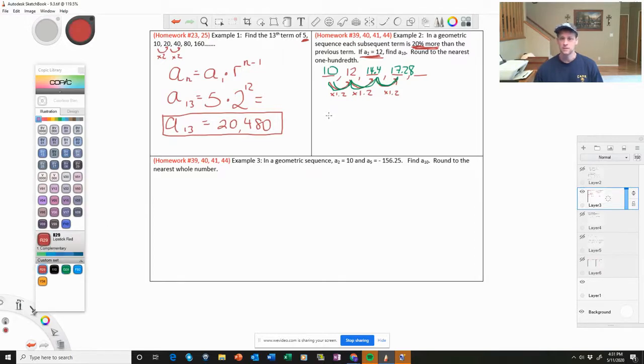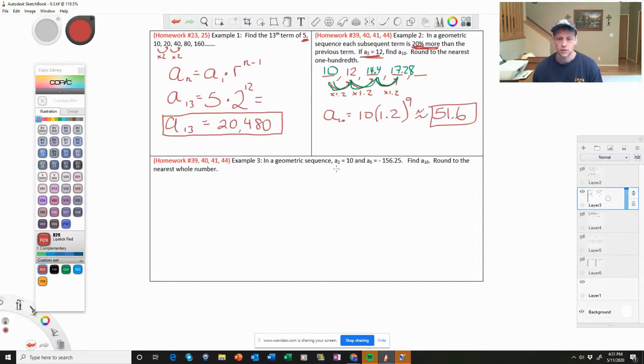Okay, so now it wants you to find what? The 10th term. So the 10th term is going to equal the first term times r, which is 1.2, to the 9th power. Now this one we're going to have to kind of round it because it has a lot of decimal places, and it's about 51.6. So there you go.